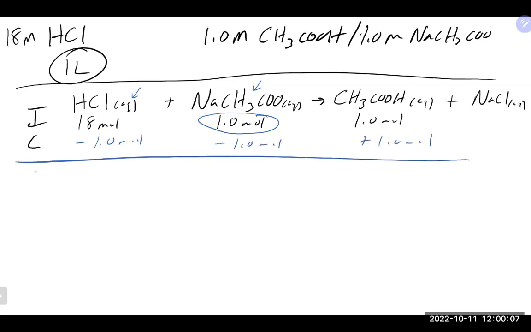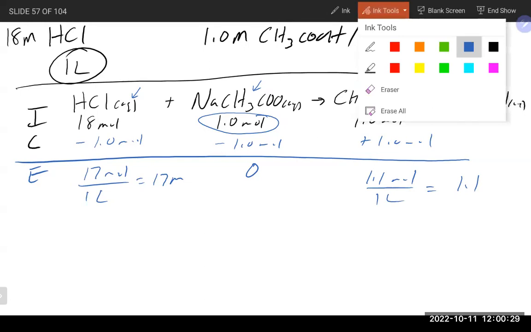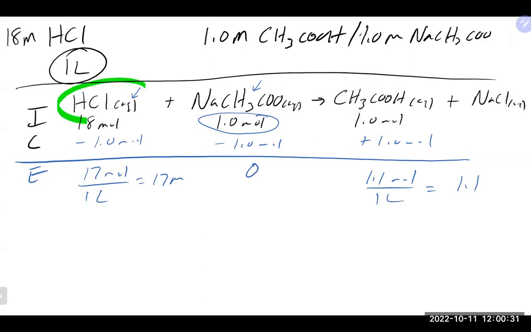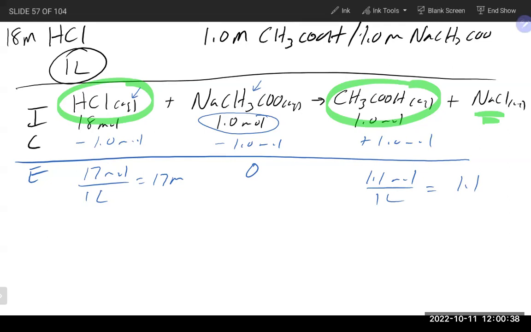Which means when you do reach equilibrium in this accidental mistake, you'll have 17 moles of that, 0 of that. You'll still have 1.1 moles of this guy, which again we could convert back into molarity, which would be 1.1 in this case. This is 1 liter. But when we look at what is left over at this point in terms of our ICE table, we are left over with HCl, right? And we are left over with acetic acid, and we do have some sodium chloride there. Obviously, the sodium chloride is still neutral, right?